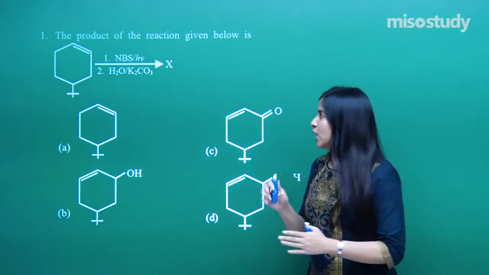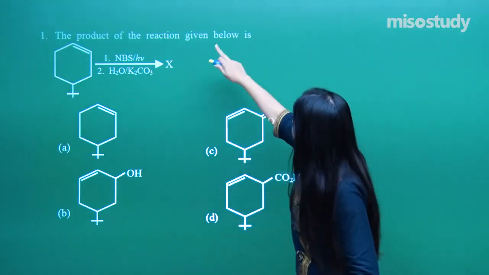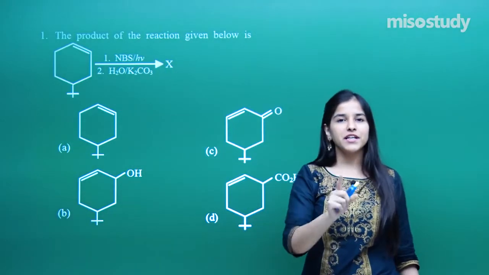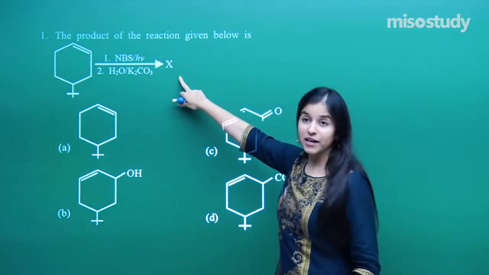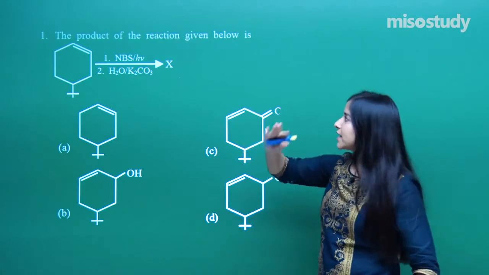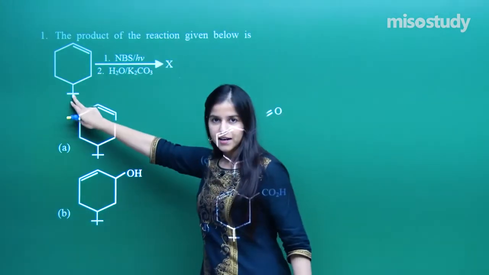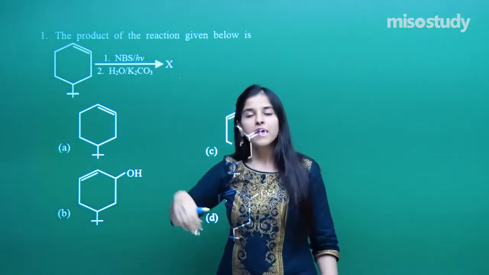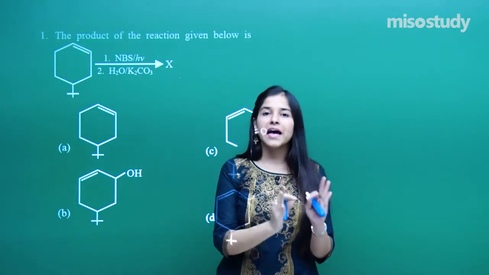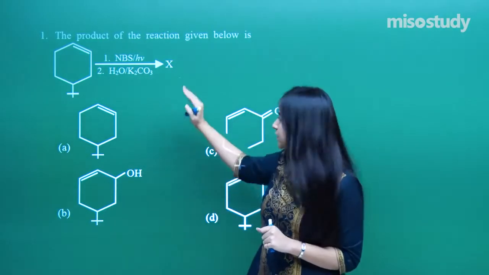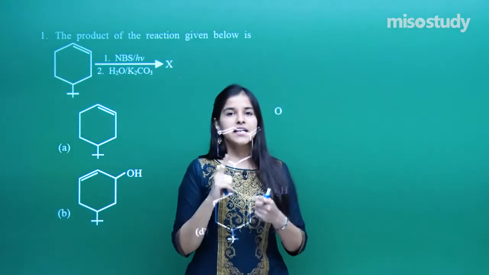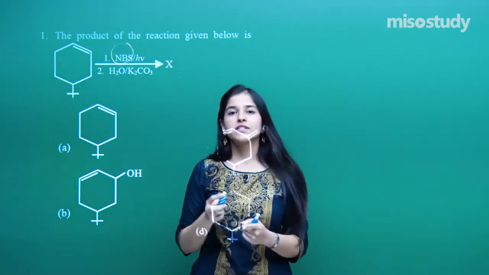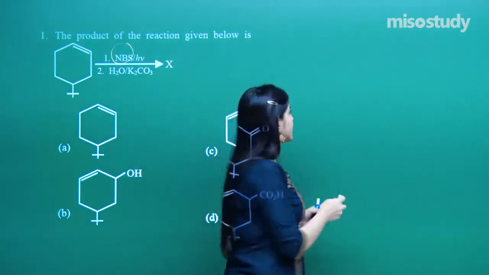Now, what does the question say? The product of the reaction given below is, that is the reaction over here, you need to have the product for it, that means the value of X. Let us just analyze what is the reactant and what are the reagents that are used over here. So you need to have a proper mechanism hold over this question. This question is very, very important. That means it involves what? NBS. What is NBS? It's N-bromosuccinimide.